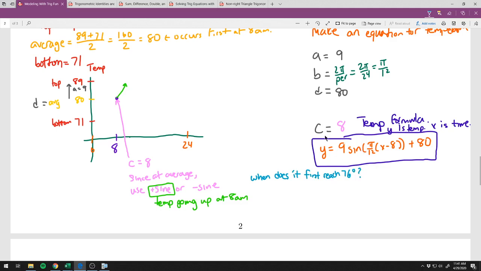and remember, degrees here is temperature, not the angle. We're not using degree mode. We're going to use radian mode when we do anything in our calculator. When does it first reach 76 degrees? Well, what it's telling us is to plug in 76 for Y, solve for X.